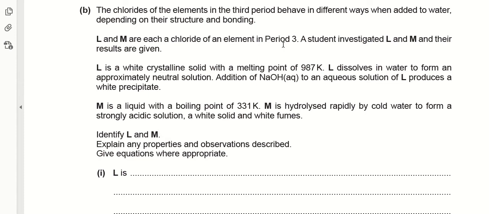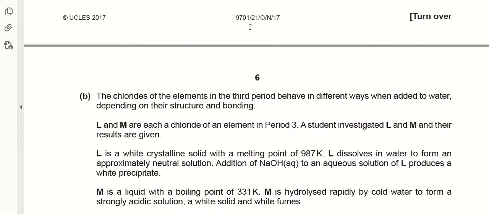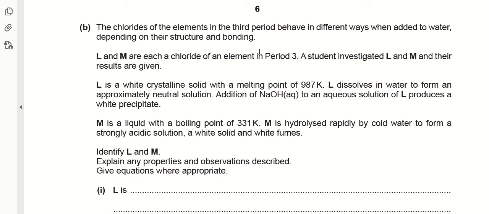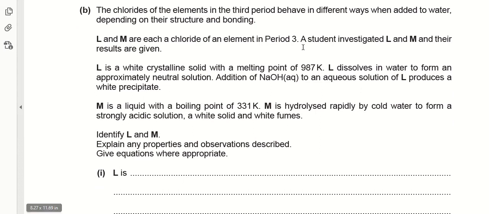This is winter 2017, paper 2-1, question 2b. There are L and M, which are chlorides of an element in period 3. Then a student investigated both L and M, and the results are here.